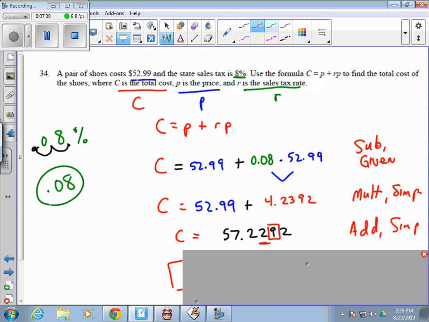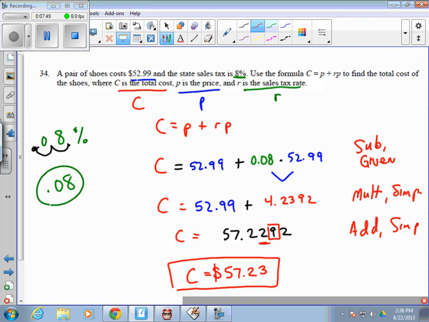And then since we're talking about money, it doesn't tell you to round to the nearest hundredth, but we know that you can't go past 100 cents. So that second digit after the decimal, the hundredths place, needs to either stay at 2 or it needs to round up. That number 9 tells us, since it's 5 or greater, that 2 has to round up to become a 3. So our total cost then is $57.23.